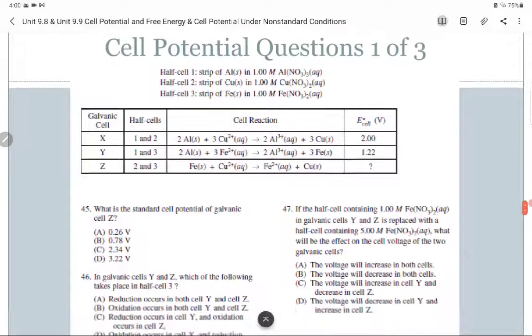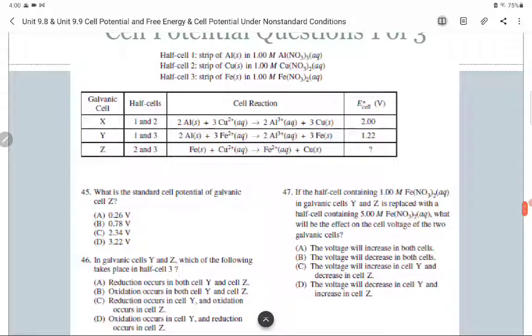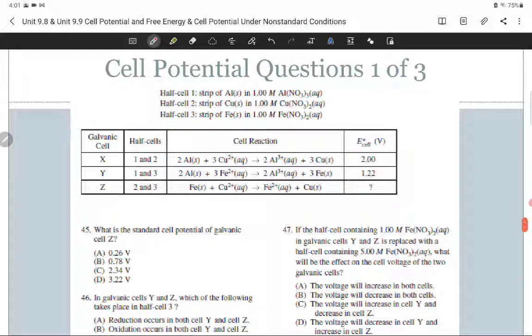Questions. 45. What's the standard cell potential for the galvanic cell Z? Well, it looks like we don't know. So how are we going to figure that out? Well, it's sort of a Hess's law system of equations kind of idea. We do know these two things, and with those two things, we can get the third. So there's iron, there's iron. There's copper, there's copper. And the rest of things will fall into place.